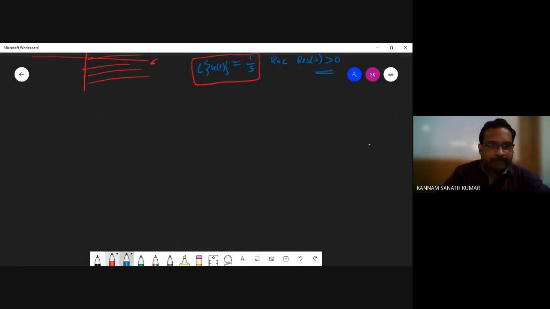Next, the ramp function. If you see the ramp function, x of t equal to t into u of t. That is nothing but r of t. You can define r of t equal to t into u of t. So r of t equals t for t greater than or equal to 0 and 0 for t less than 0. Okay, so you can define the ramp function.